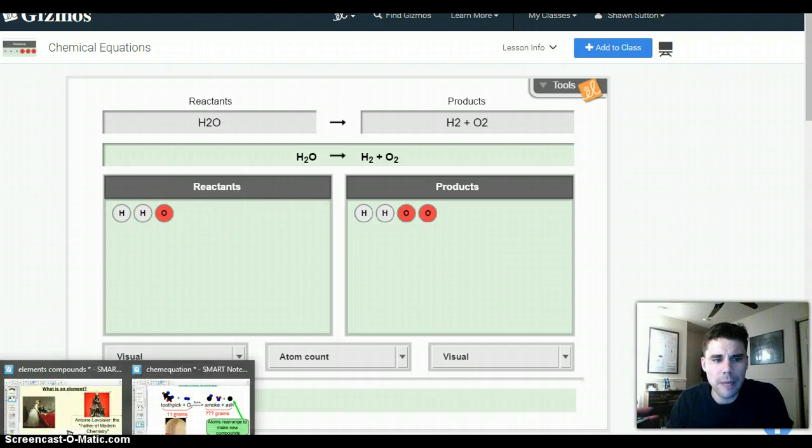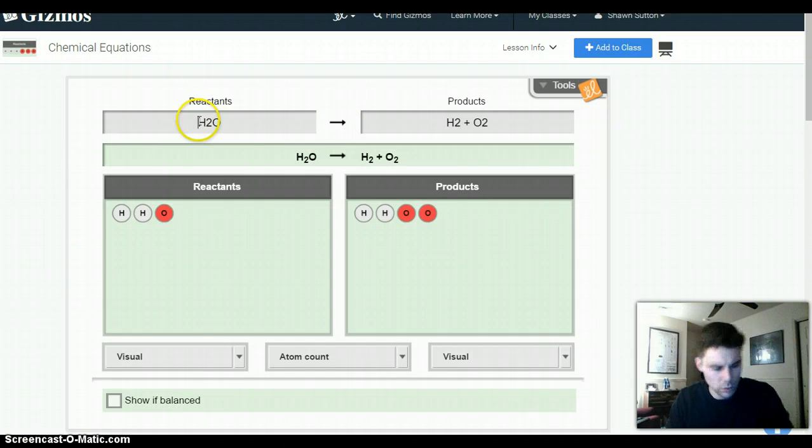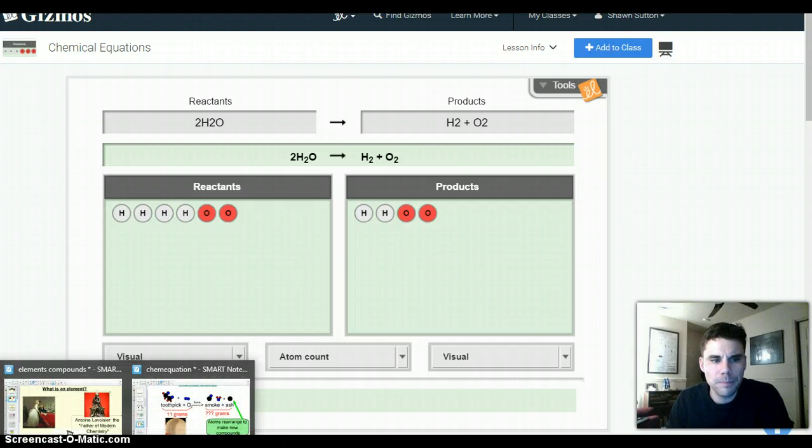Let me start by maybe adding a coefficient. I want to double my oxygens. So let's do that. Let's add the coefficient in front of the molecule. That means that I now have not 1 oxygen, I now have 2. Let's see what that looks like on the visual. Subscript, coefficient of 2. So now I have 2 oxygens on the reactant side, 2 oxygens on the product side. Great, oxygens are balanced. But wait a minute.